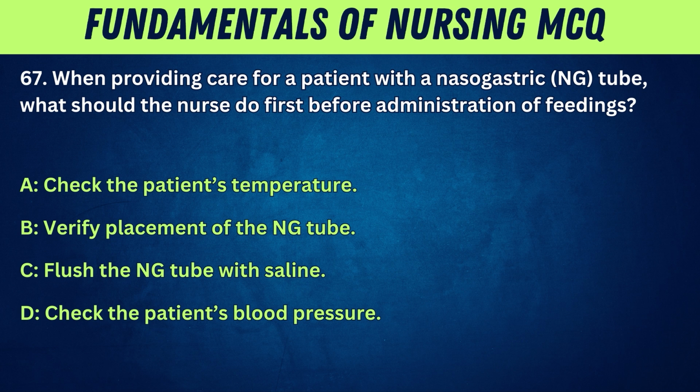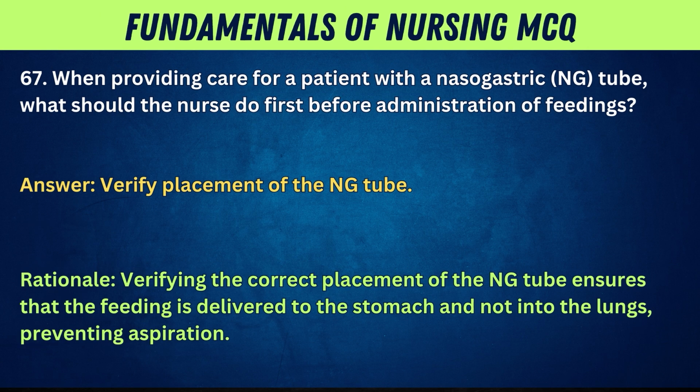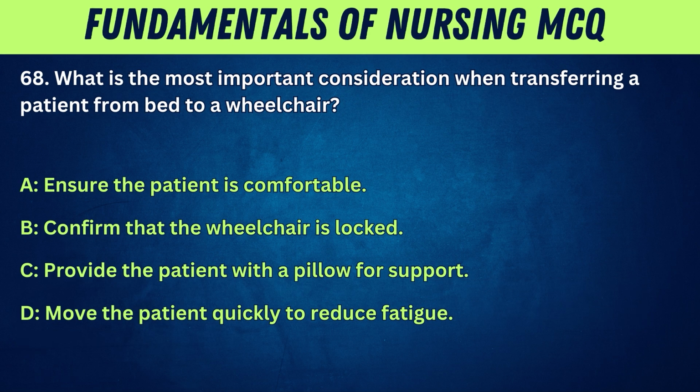67. When providing care for a patient with a nasogastric NG tube, what should the nurse do first before administration of feedings? A. Check the patient's temperature. B. Verify placement of the NG tube. C. Flush the NG tube with saline. D. Check the patient's blood pressure. Answer. Verify placement of the NG tube. Rationale. Verifying the correct placement of the NG tube ensures that the feeding is delivered to the stomach and not into the lungs, preventing aspiration. 68. What is the most important consideration when transferring a patient from bed to a wheelchair?